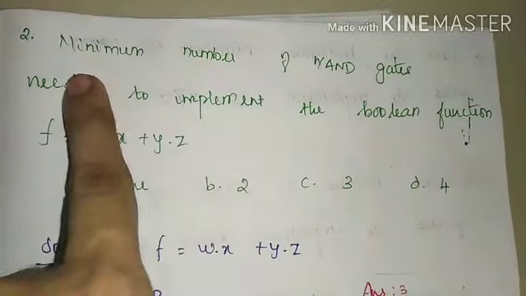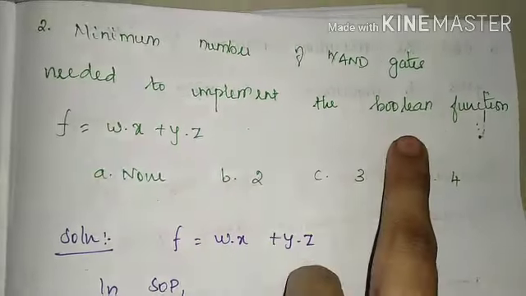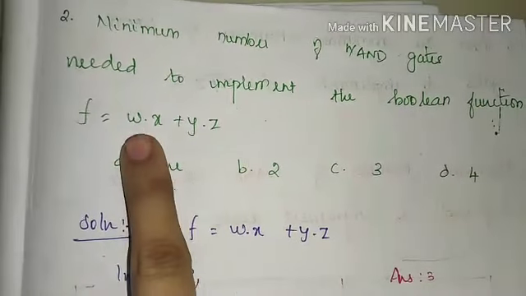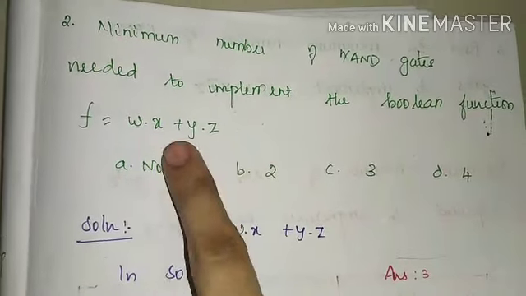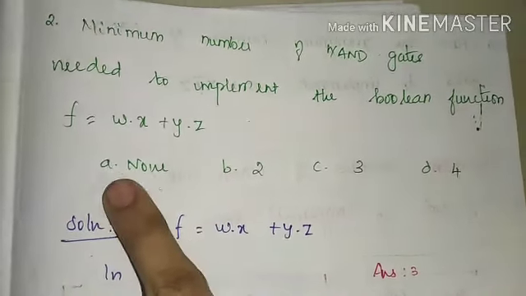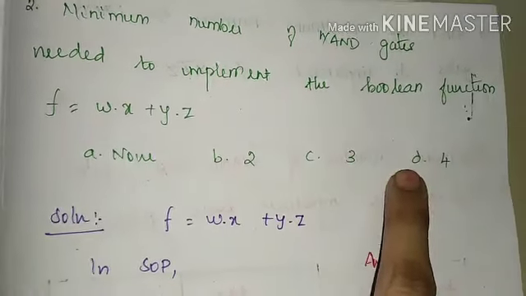Now we will see a second problem. Minimum number of NAND gates needed to implement the Boolean function F is equal to W dot X plus Y dot Z, that is W into X plus Y into Z. See the options. Option A none, option B 2, option C 3, option D 4.